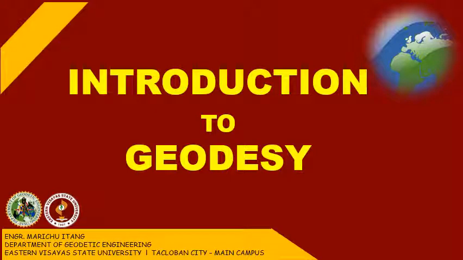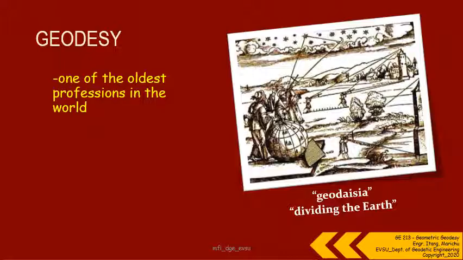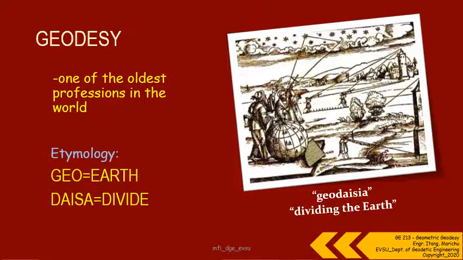So, let's start. So, geodesy is one of the oldest professions in the world which is practiced by man. Commonly, they observe the stars and natural objects to determine the position on the earth. So, the word geodesy comes from the term geo, which means earth, and daisa, which means to divide. So, if you combine, that is geodaisa or dividing the earth.